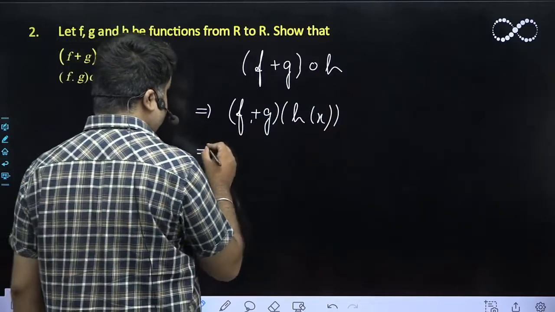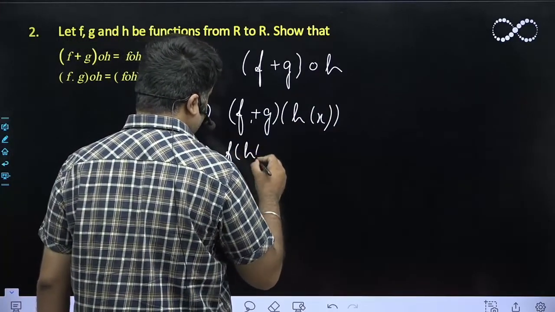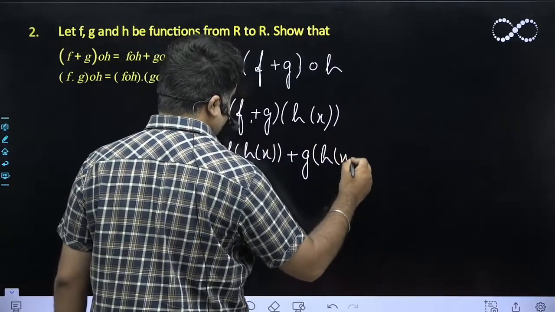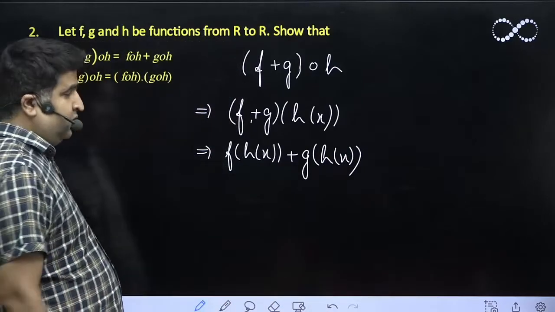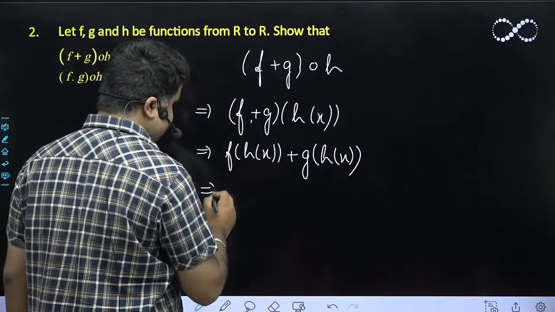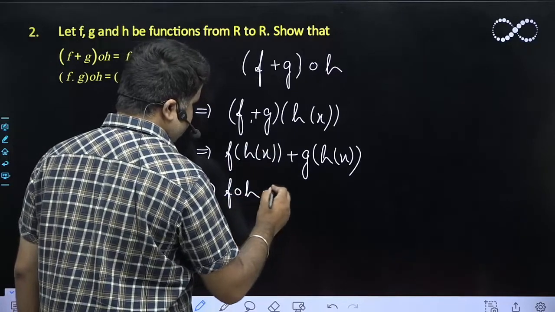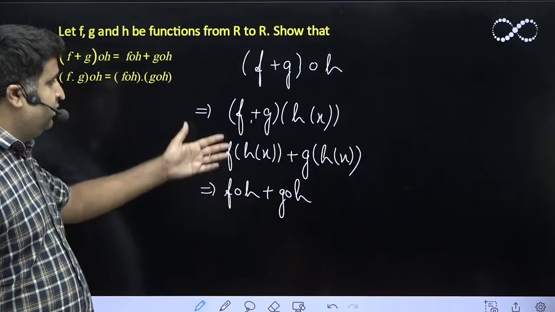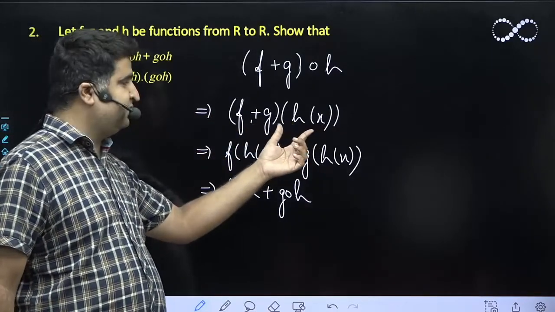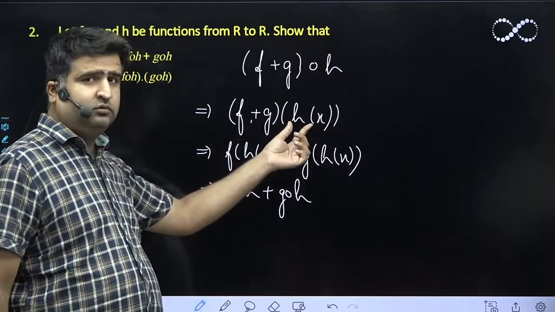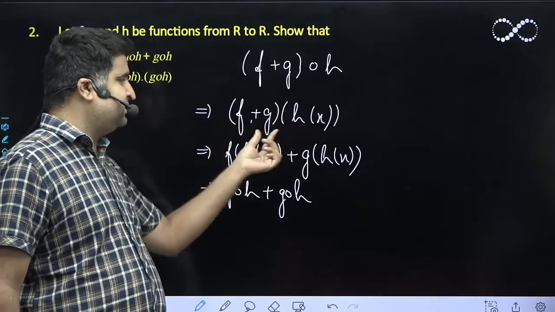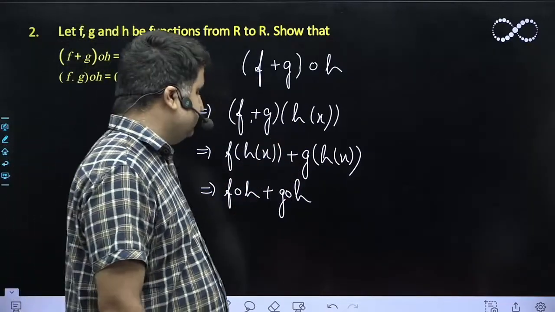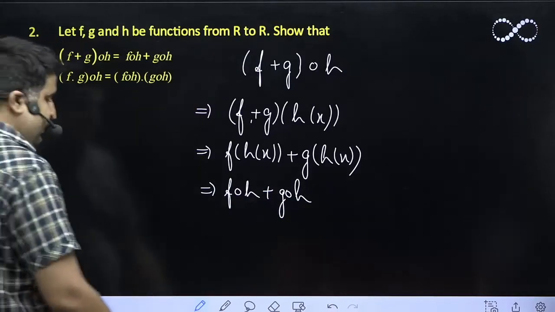So this becomes f(h(x)) plus g(h(x)). Okay. So what is f(h(x))? This is equal to f∘h, and this is equal to g∘h. Hence proved. So this is just a 3-step question. First you have to write this as h(x), then these get split, right? This becomes f(h(x)) plus g(h(x)), then this becomes f∘h plus g∘h.